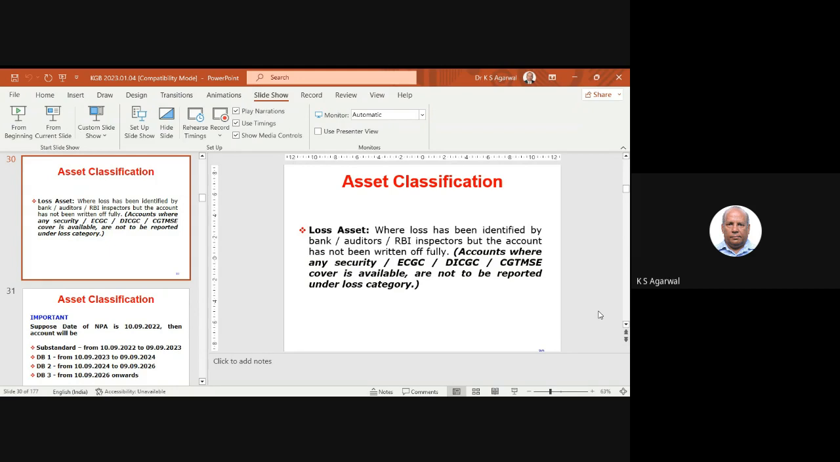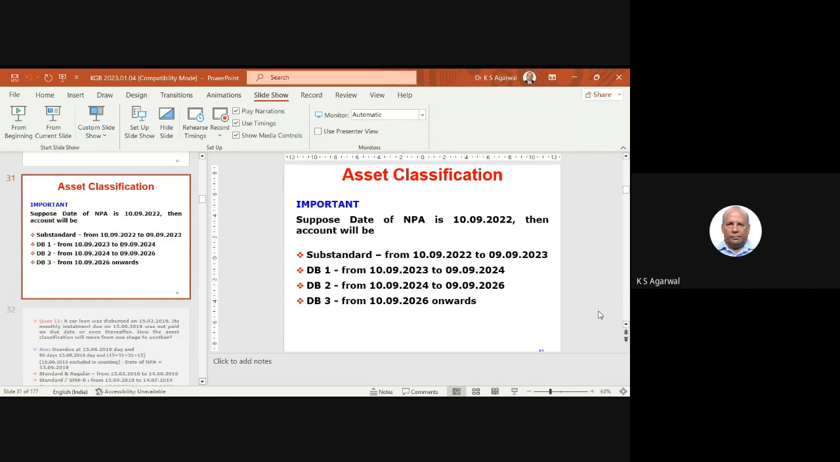And wherever even a small security is there, it may be a DICGC cover, it may be an ECGC cover, CGTMSE cover. Wherever this cover is available, this will not be reported as loss. They will always be reported as doubtful advances.